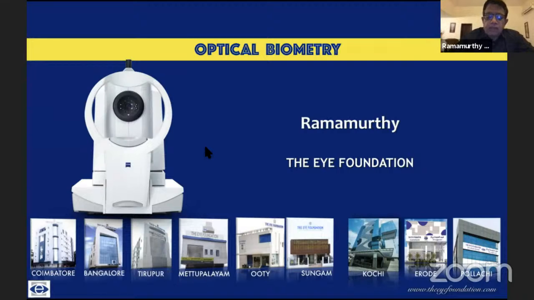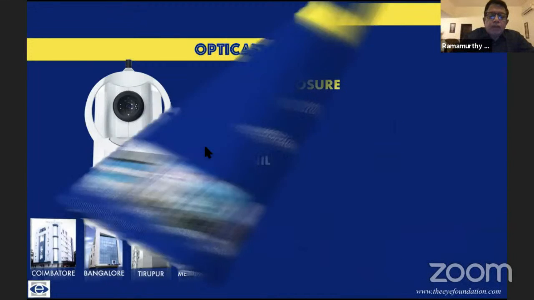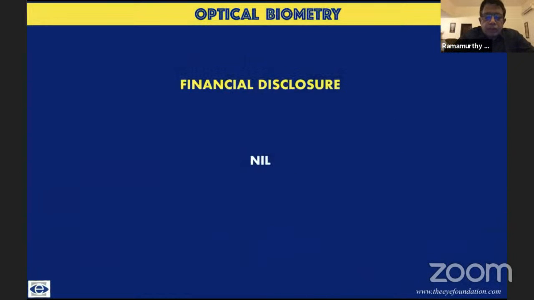I'll be essentially, for reasons of time, covering aspects of optical biometry. Refractive cataract surgery has become the mantra today, and though significant advances have been made in intraocular lens technology as well as refractive technology as far as phacoemulsification machines are concerned, it's a classical case of garbage in and garbage out. So getting your measurements right is extremely important, and that's where optical biometry comes to play a very important role. As far as this presentation is concerned, I have no financial disclosure.